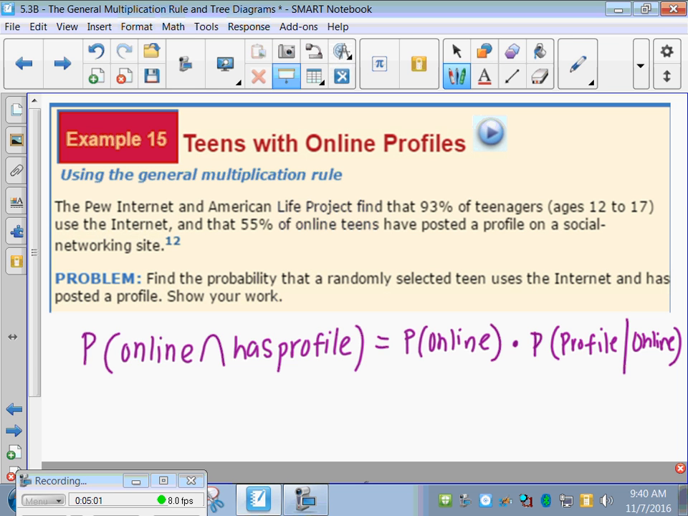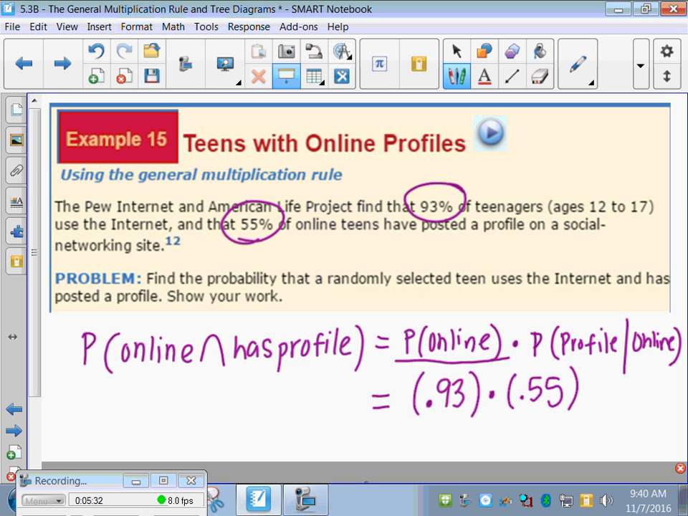This one's super easy because they give us those probabilities. We don't have to do anything to find them, right? So what's the probability that a random teenager is online? Okay, it's 93%, so 0.93. And then it gives us the next one too. Given that they're online, what's the probability that they have a profile on social media? 0.55. Okay, so it's just the general multiplication rule, right?